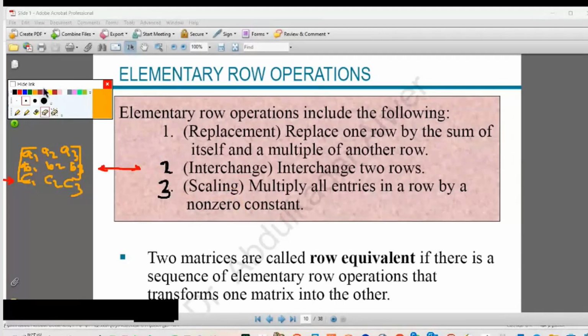Last one, or the first one: replace one row, for example R2.